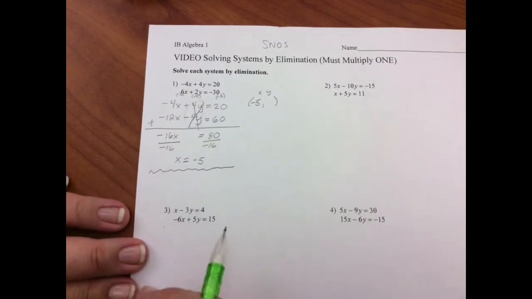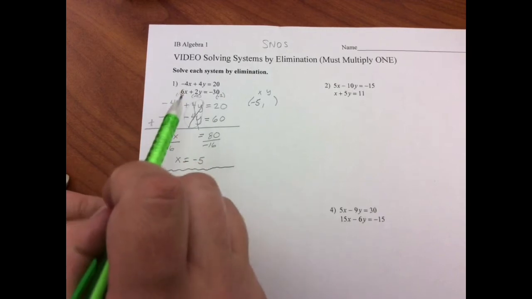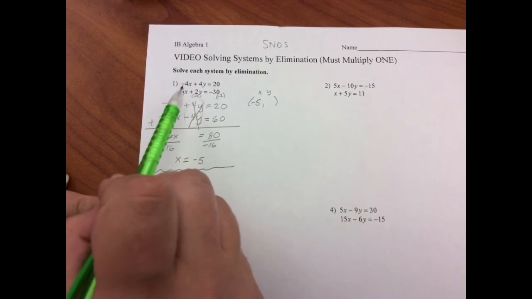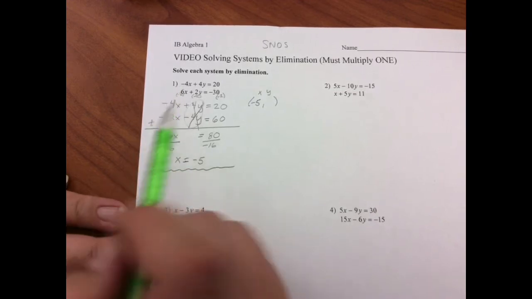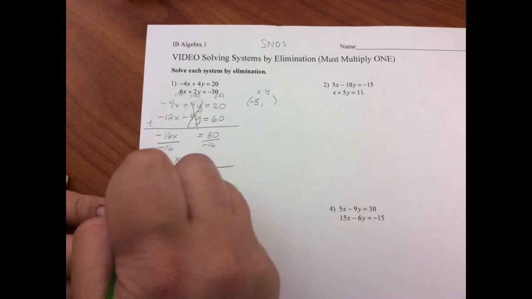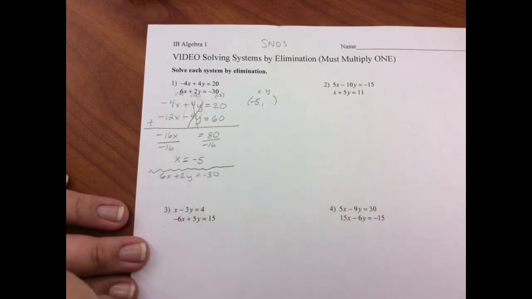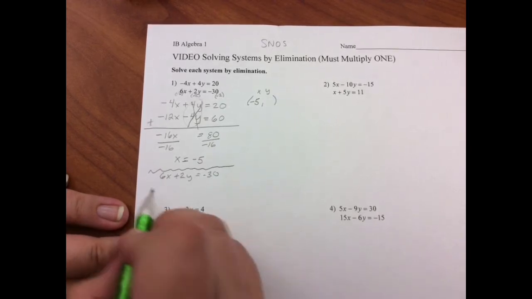I can pick either equation, but I'm going to go back to the original equation and choose one of them to substitute in for x. I'm going to choose this second one because I don't like the negative sign in front here. I'm afraid I'm going to mess up. So I'm going to do 6x plus 2y equals negative 30. I'm going to use that second equation. I could do either one. It shouldn't matter as long as I do it correctly.